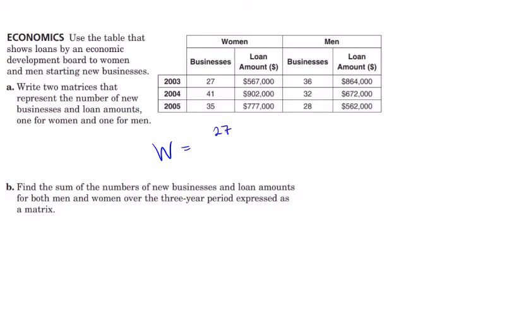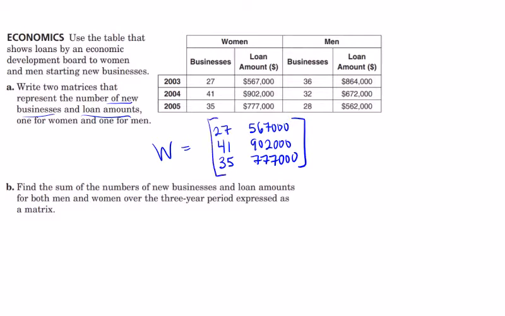Because what we want is the number of new businesses and the loan amounts, right? So it's going to be 27, and then 576,000, 41. And you could put units in here if you want to. I'm just going to leave the dollar amounts as plain numbers when I put them in the matrix. But if you want to put units in there, you can.